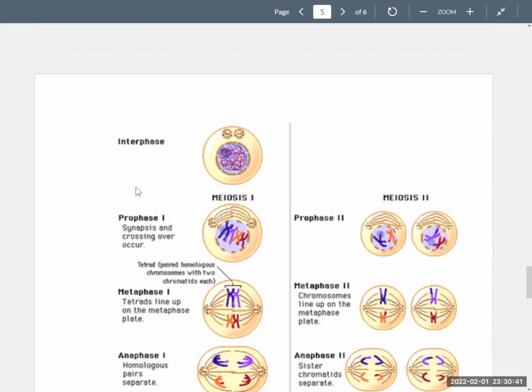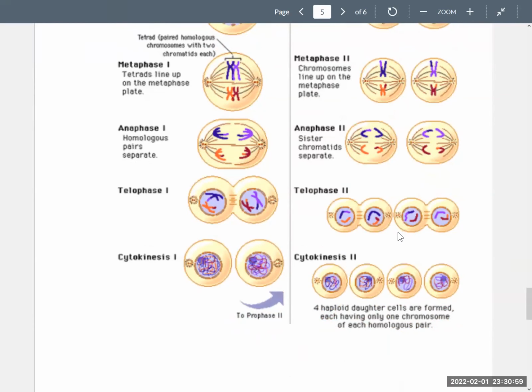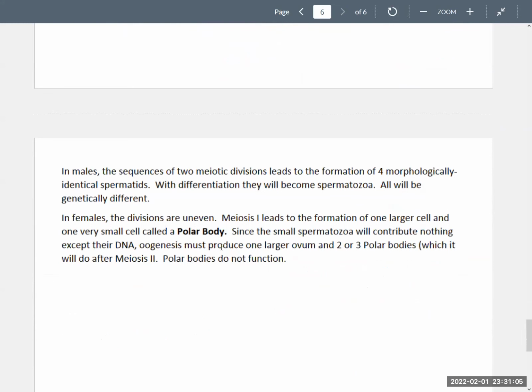Remember that the reduction and the recombination occur in prophase 1 of meiosis 1. Meiosis 2 is just a further sectioning to the 4 cells. In females, the divisions are not even. They are uneven.